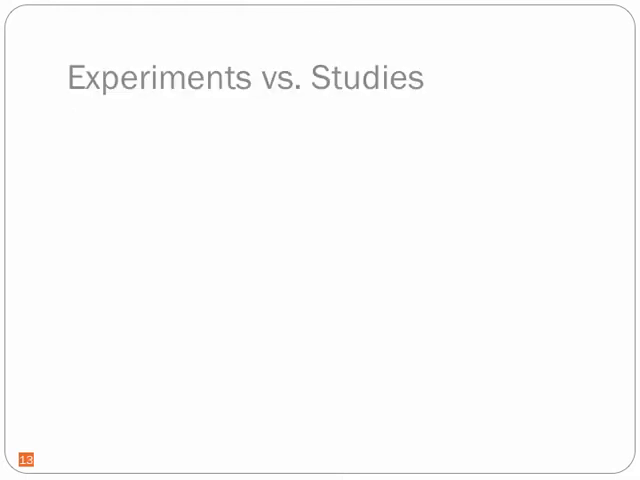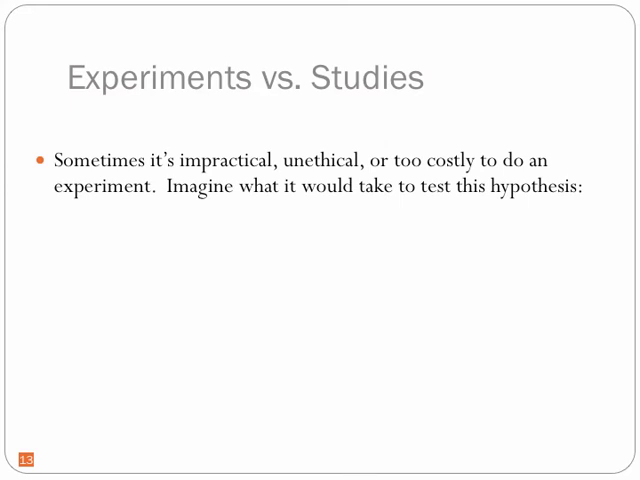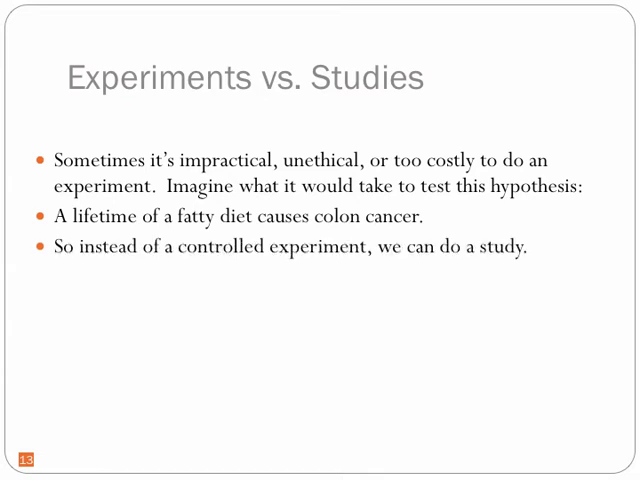Now, sometimes we can't do an experiment, right? It's impractical, or it's unethical, or it's too costly, and so we do a study. Let's say we were trying to figure out if a lifetime of a fatty diet causes colon cancer. Think about what we would have to do if we were going to do an experiment to show this, right? We'd have to put people in a lab for their whole lives and subject them to a fatty diet, and so that's impractical. It's impractical, it's unethical, it's too costly. So instead of doing an experiment in this case, we could do a study.